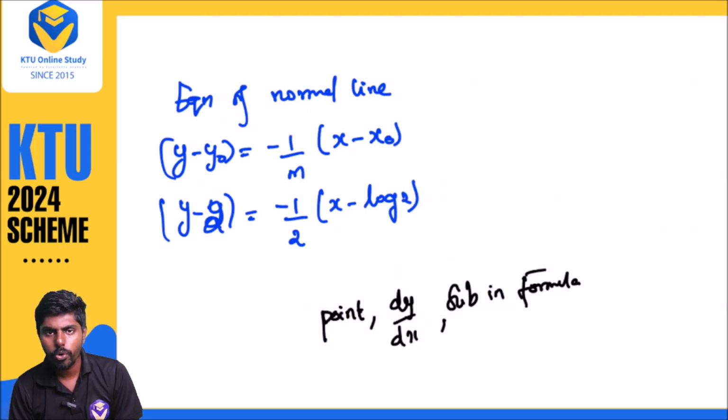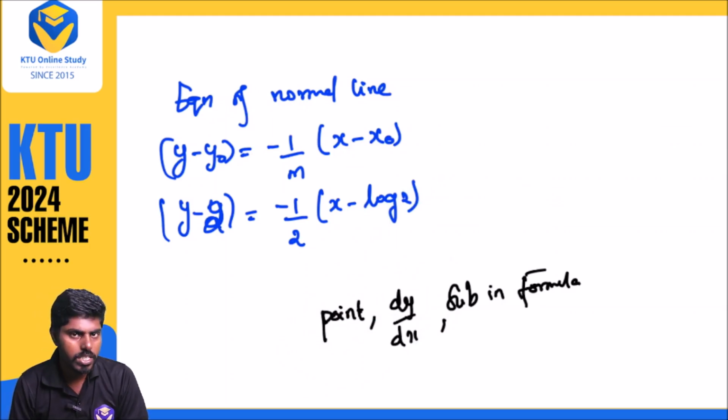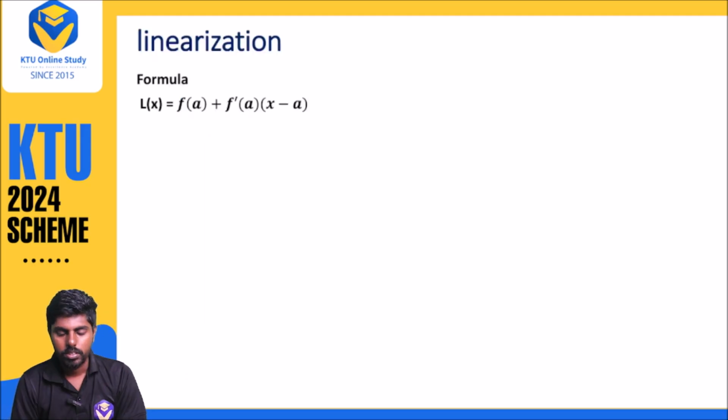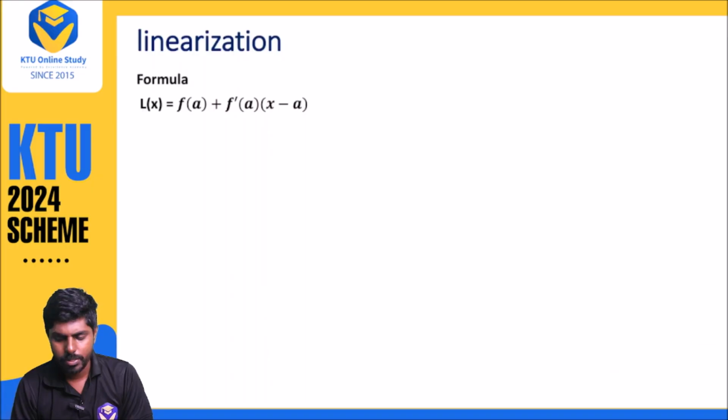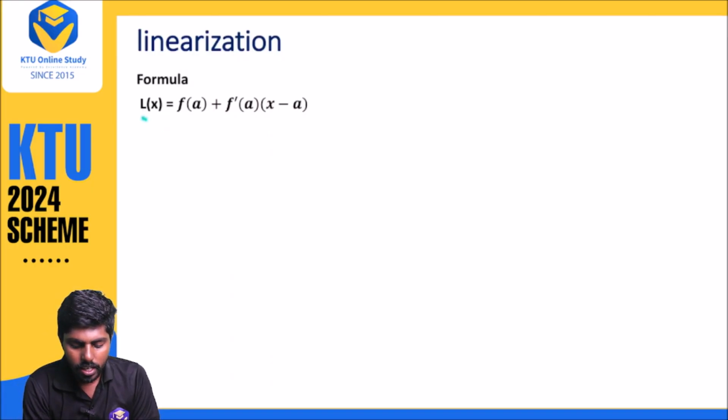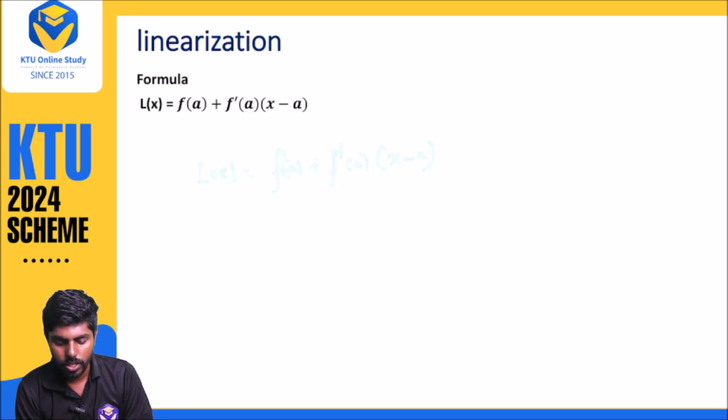Okay, we will go to another high yielding area, where you can expect 3 or 4 marks. That is linearization. I told you, this is also a 3 or 4 mark sum you can expect. In linearization, you only need to know the formula, that is L of x, the linearization. L of x is equal to f of a plus f dash of a into x minus a. This is very simple.